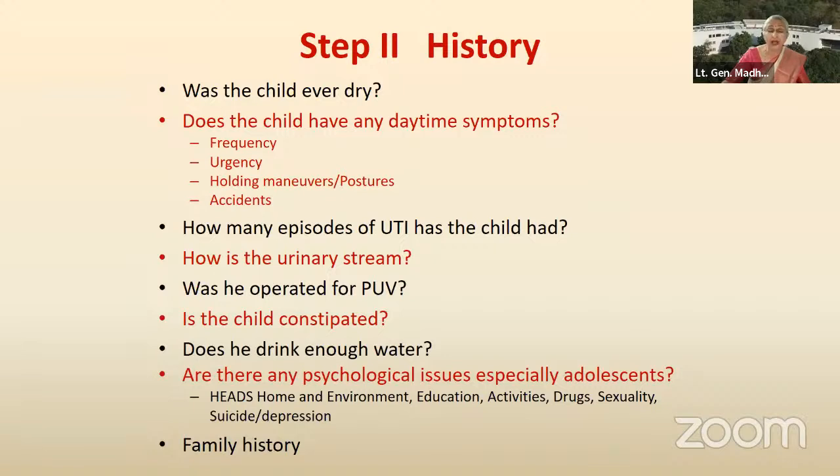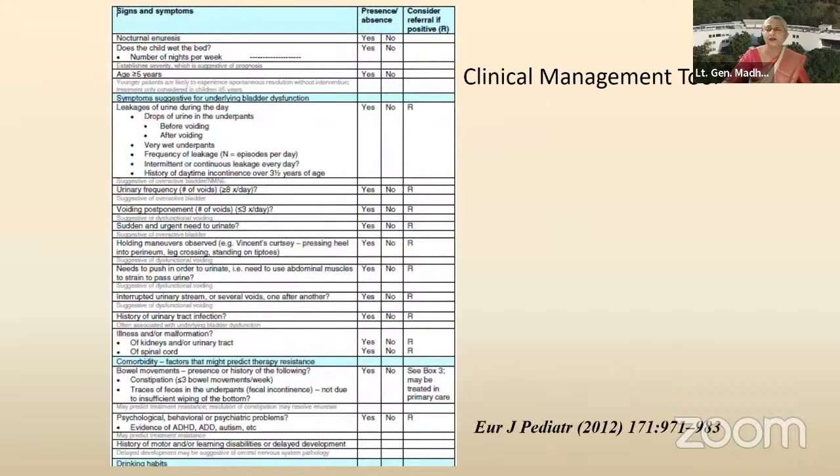Does the child drink enough water? Most children during the day do not drink. And are there any psychological issues, especially in adolescents who have wetting? There's an acronym, HEEADSSS: home environment, education, activities, drugs, sexuality, and suicide or depression. So those are some psychological disorders. And a good family history is also important because enuresis runs in families.